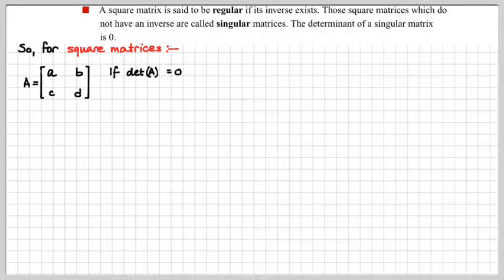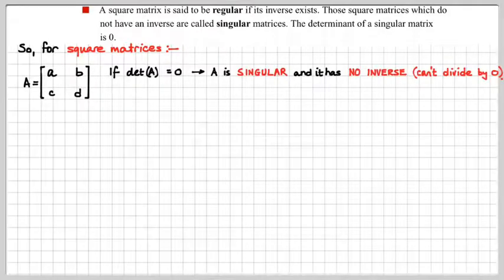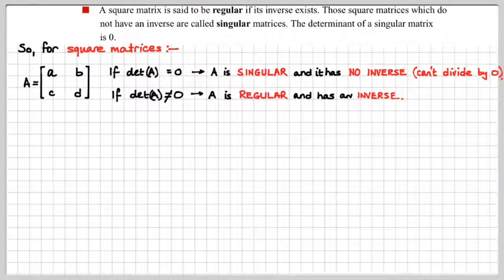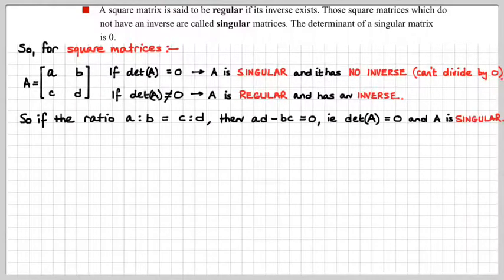If the determinant of A equals 0, A is called singular, and it has no inverse because you can't divide by 0, okay? If the determinant of A is not equal to 0, then A is regular and does have an inverse. Those terms are just definitional. Singular means determinant equals 0 and there's no inverse. Regular means determinant does not equal 0 and it does have an inverse, right?